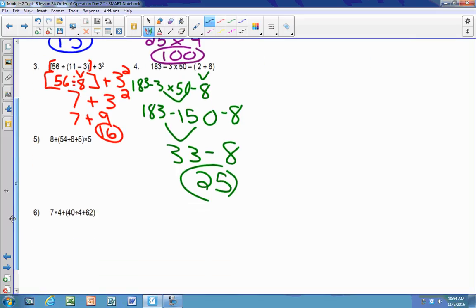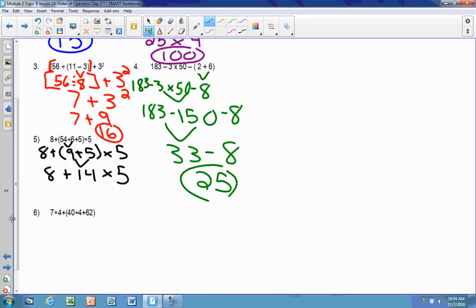Number 5. I have parentheses but no brackets. In my parentheses I have division and I have addition. In PEMDAS, B PEMDAS, division comes before addition. So first I'm going to divide and rewrite everything else. There's still parentheses, so I'm going to do that.